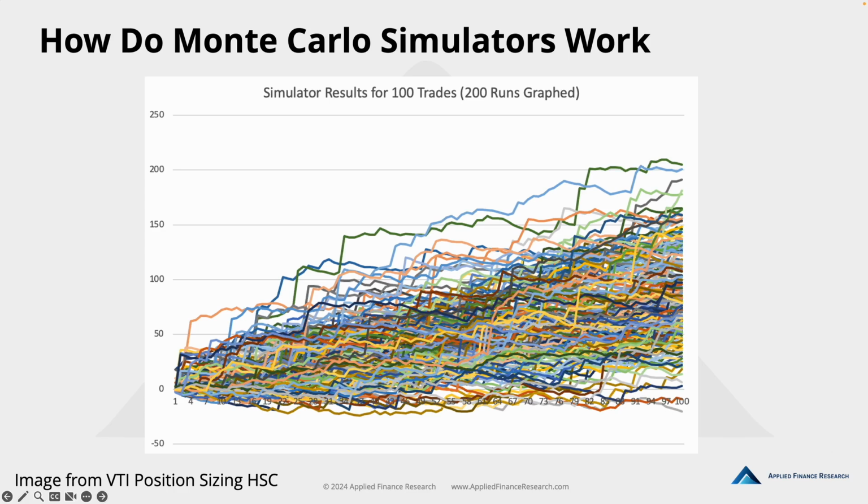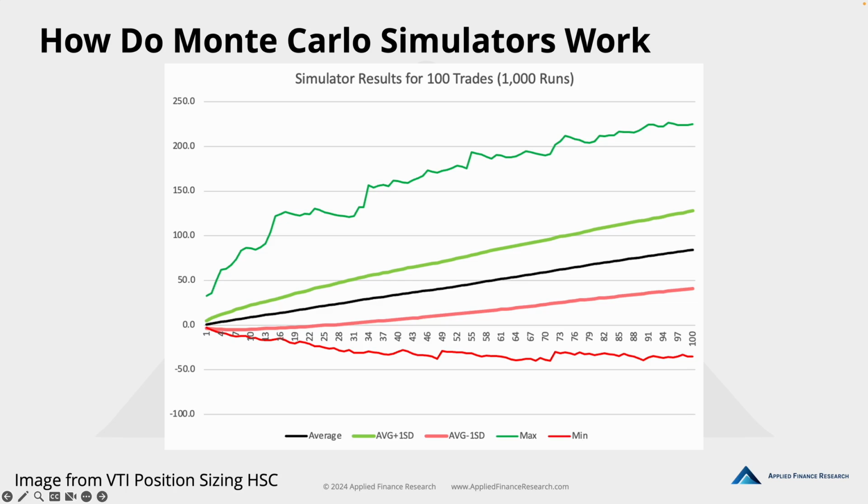Each run will have a different maximum drawdown, a different average return, a different ending equity, etc. Now, at this point, it looks like a bunch of dog vomit, to borrow a phrase from Dr. Ken Long, but we can use math to help us analyze what we have here. So for example, we could find the average of all these runs, and that's the black line that's depicted here.